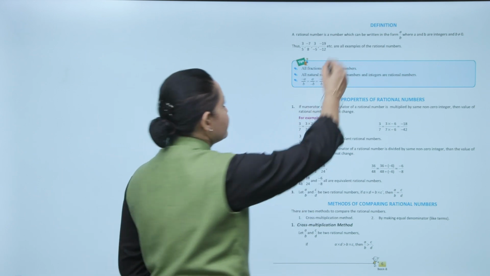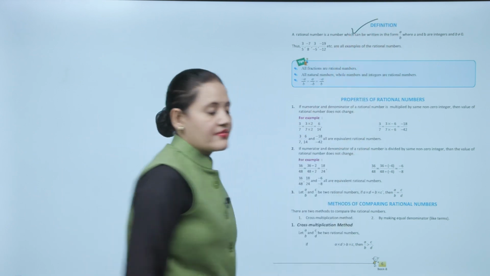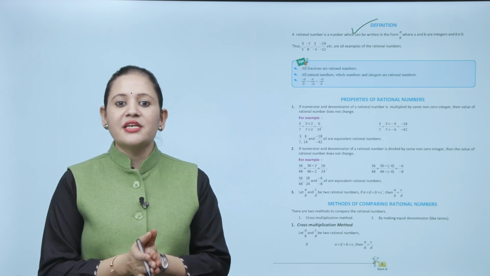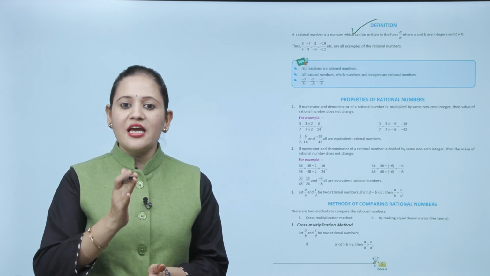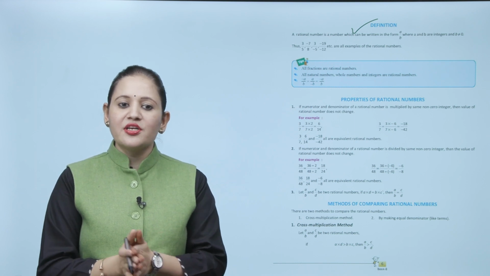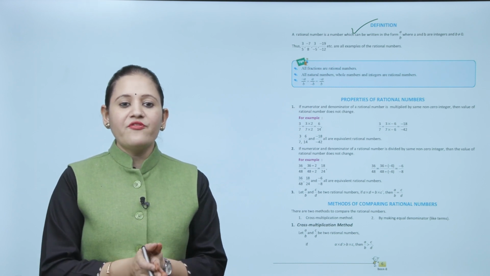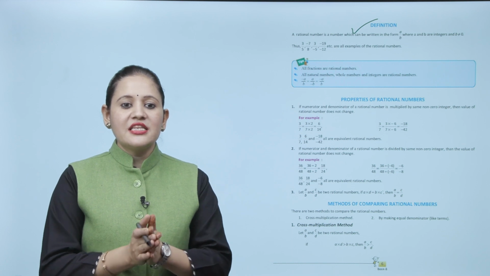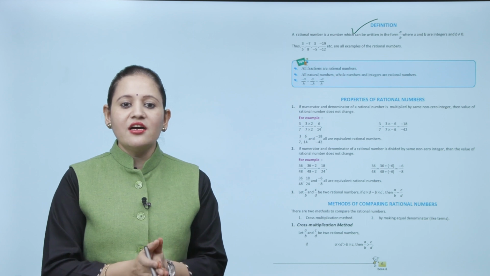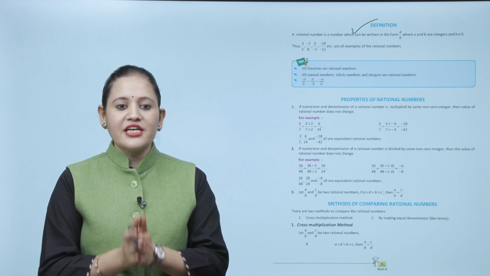Definition. A rational number is a number which can be written in the form of a upon b, where a and b are integers and b is not equal to 0. Thus 3 by 5, minus 7 upon 8, 3 upon minus 5, minus 19 upon minus 12, etc. are all examples of rational numbers.